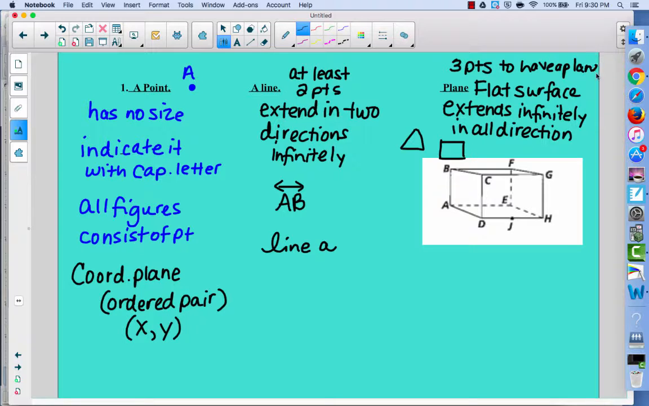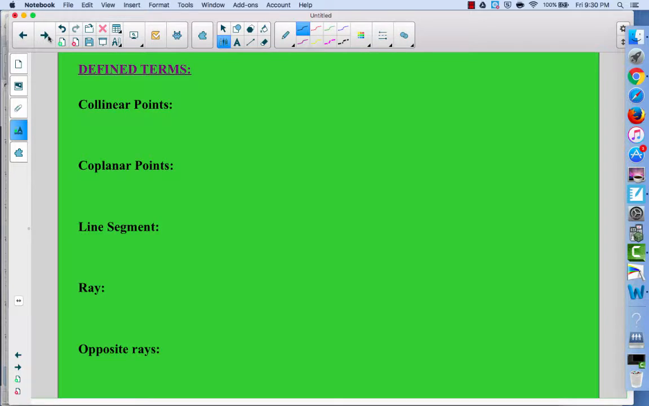In the diagram below, a plane could be A, B, C, D. Since it's a rectangle, I'm going to use 4 points. If it was a triangular figure, I could use 3 points. But again, they're all going to be capital letters. All right. So these 3 points are going to lead us into some defined terms.